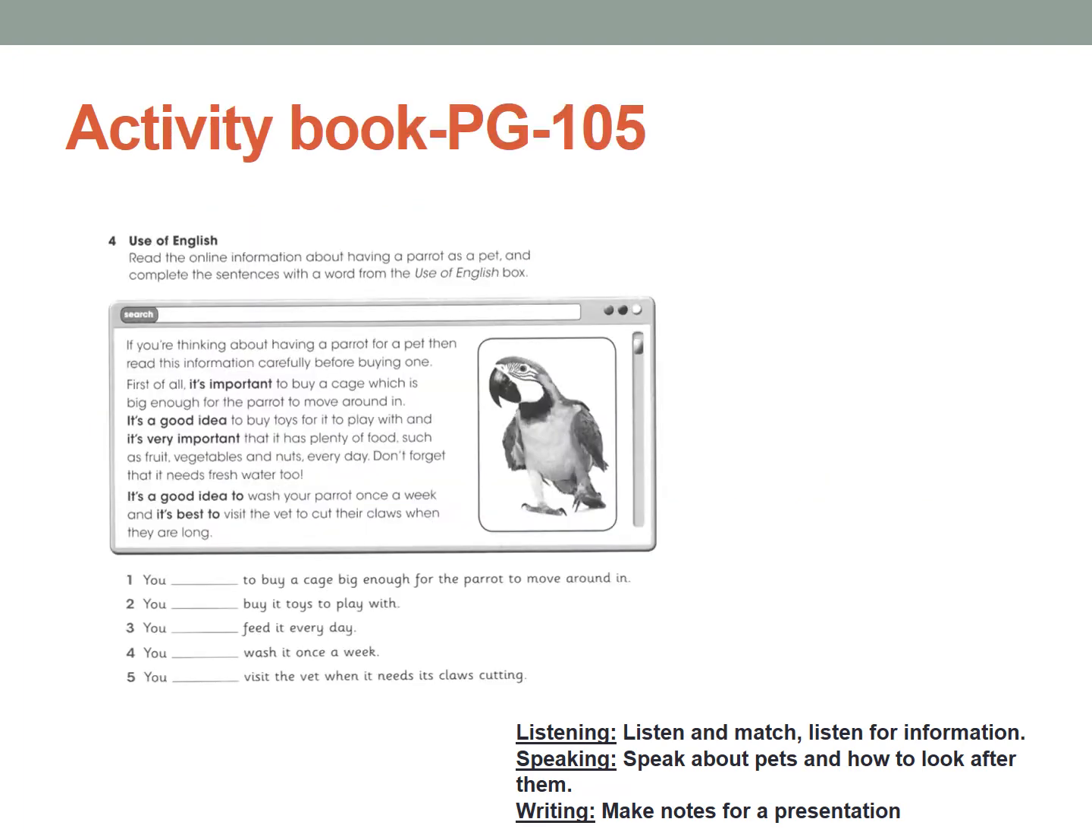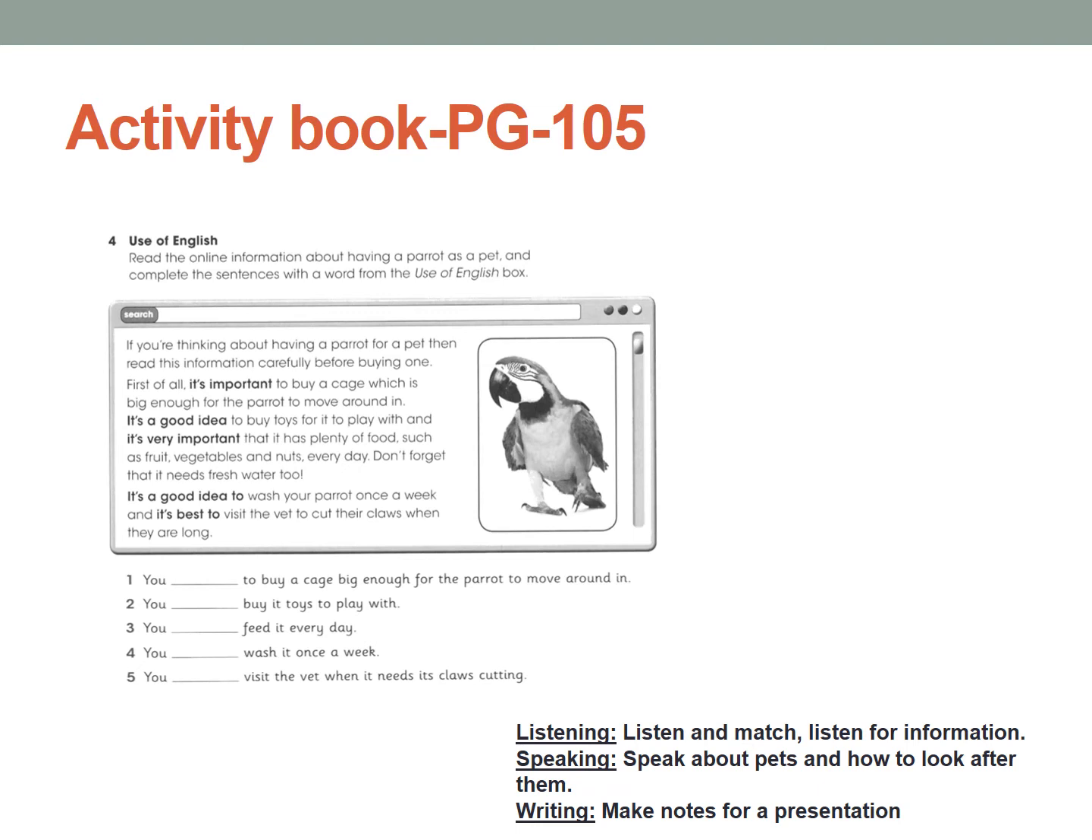Now let's go to activity book now, page number 105. Use of English again. Read the online information about having a parrot as a pet and complete the sentences with the word from the use of English box. Now they have written about how to have a parrot as a pet, and you need to read it and complete the sentences. So I'm going to read for you, then you will do it by yourself and complete the sentence with must, should, need to, and have to.